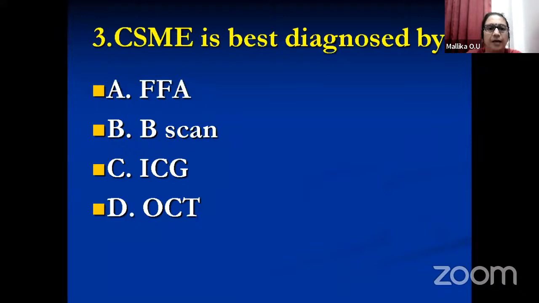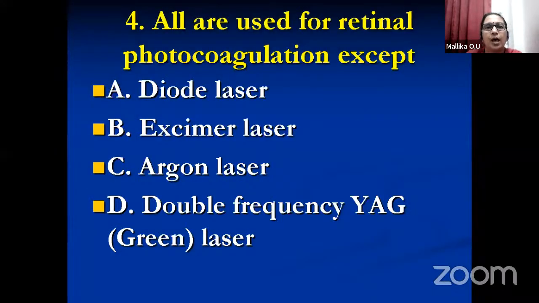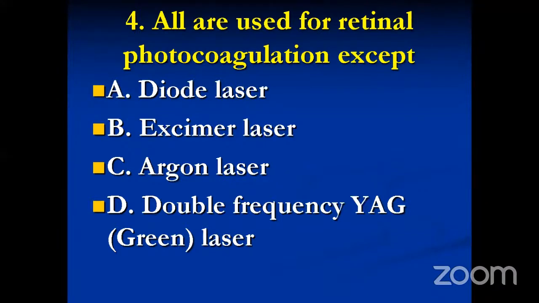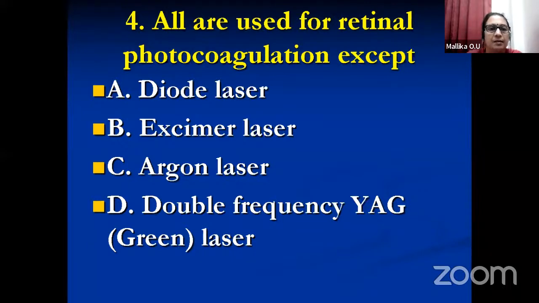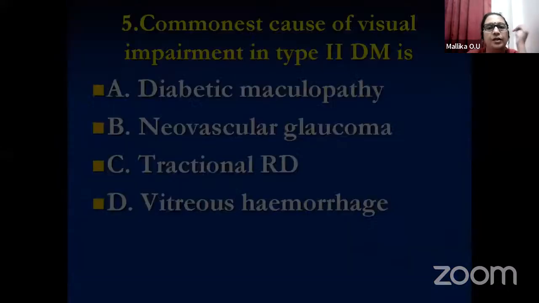CSME, clinically significant macular edema, is best diagnosed by optical coherence tomography. All are used for retinal photocoagulation except. So these are the names of lasers used in ophthalmology. You can just note down, that is diode laser, excimer laser, argon laser, double frequency YAG laser, or green laser. So except this B, that is excimer laser, which is used for corneal LASIK procedures. Excimer is used for LASIK procedures. All the other lasers are used for retinal photocoagulation.